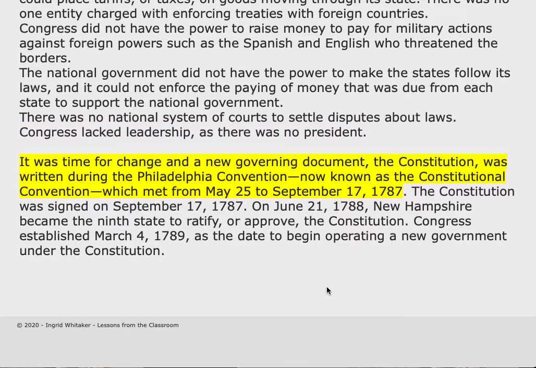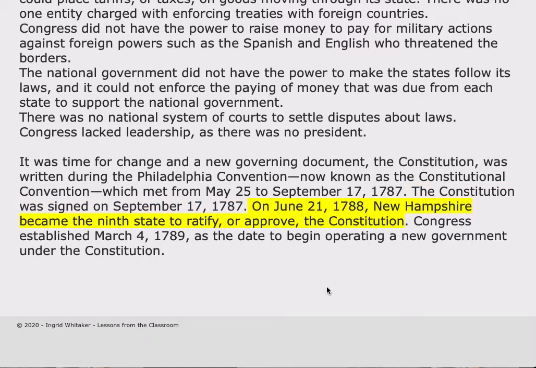It was time for change, and a new governing document, the Constitution, was written during the Philadelphia Convention, now known as the Constitutional Convention, which met from May 25th to September 17th, 1787. The Constitution was signed on September 17th, 1787.